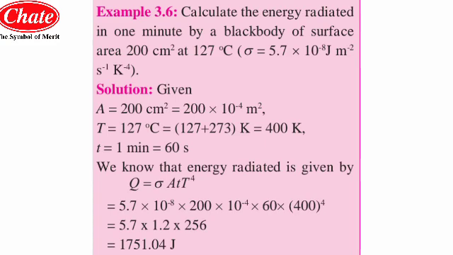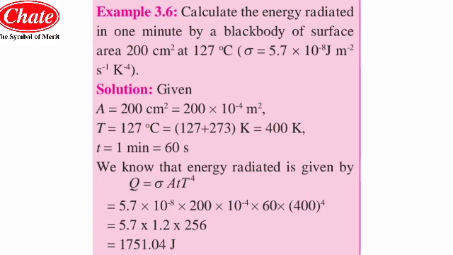The formula for the energy radiated is given by Q is equal to sigma into A into small t into capital T raised to 4. So simply you have to put the values: 5.7 into 10 to the power of minus 8 into 200 into 10 to the power of minus 4 into 60 into 400 raised to 4. Simply make the addition and subtraction of the powers that we have in this equation. So we will just make the calculation. The final answer, the heat radiated Q, will be 1751.04 joule. So this is the final answer.